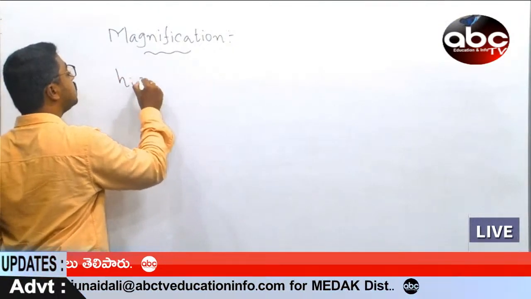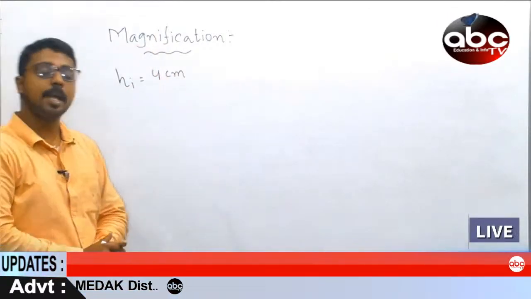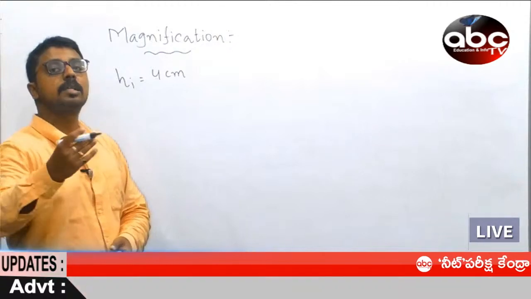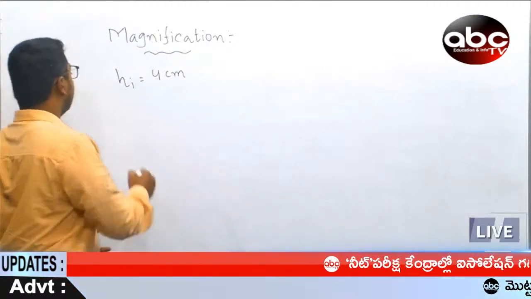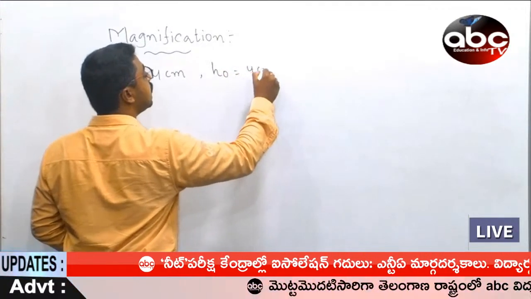Let us take an example. Height of image is equal to 4 centimeters. Height of object is equal to 4 centimeters.